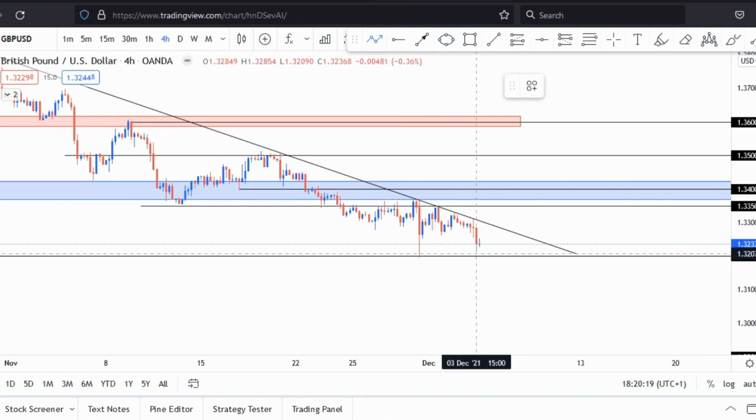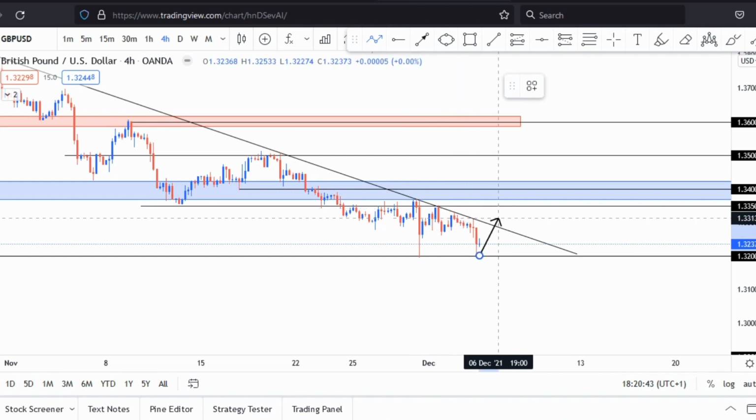One key area is this level down here, the 1.32 level, where I'm expecting either a bounce off it to the top or price to break it to the downside. Now, if price bounces off it to the top, then we'll be looking at the trend line to see a reaction around the trend line. As you can see, price has tested this several times and has failed to break above it.